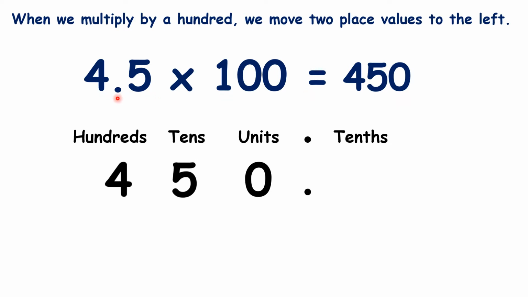Notice that 4.5 is the number halfway between 4 and 5. Now if you know that 4 times 100 is 400, and 5 times 100 is 500, you know that 4.5 times 100 will be 450, halfway between 400 and 500, because 4.5 is halfway between 4 and 5.